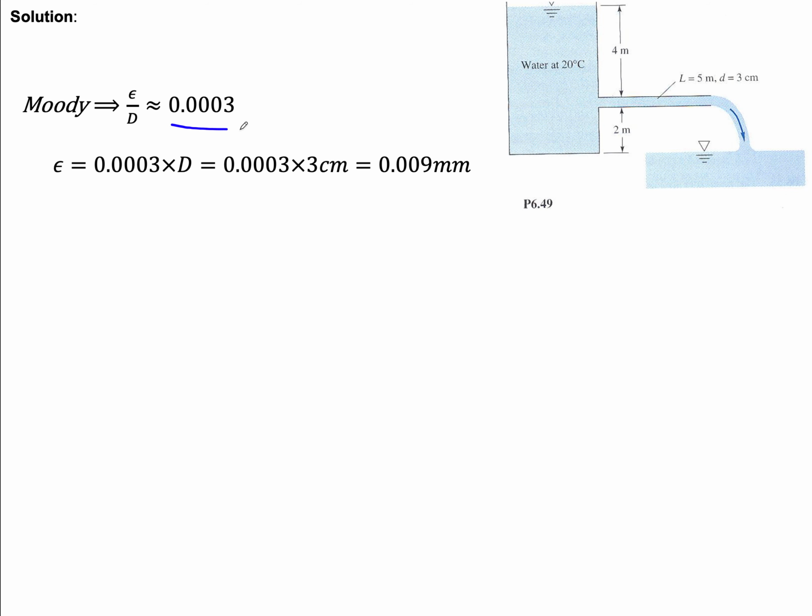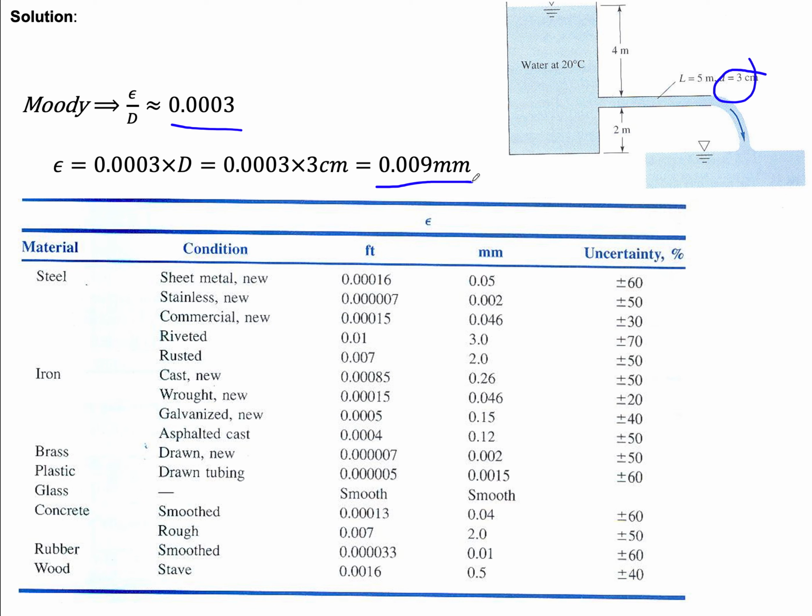So we get 0.003, and that's our epsilon over d multiplied by the diameter, and you get the roughness height of the pipe. It's generally a root mean square type value. And let's see what pipe material we can live with. So that's the maximum roughness we can get. If we have a pipe rougher than this, we're going to get a higher friction factor.